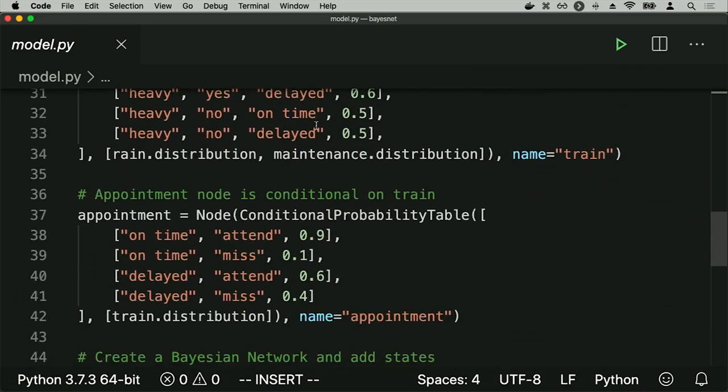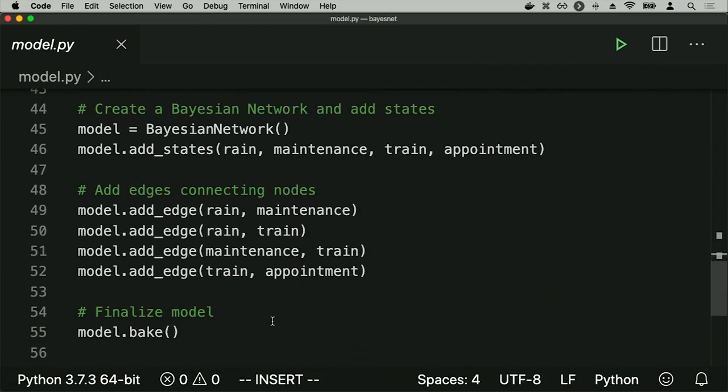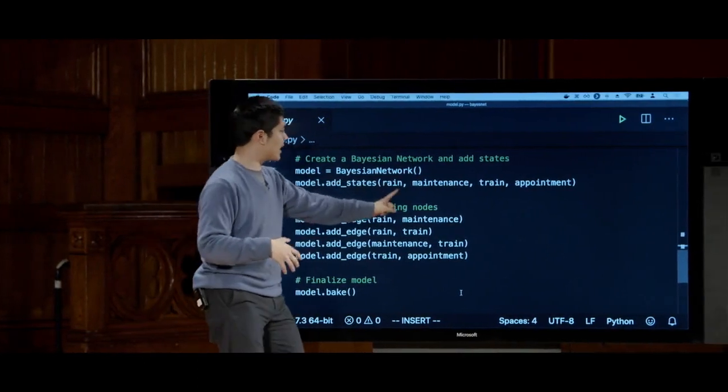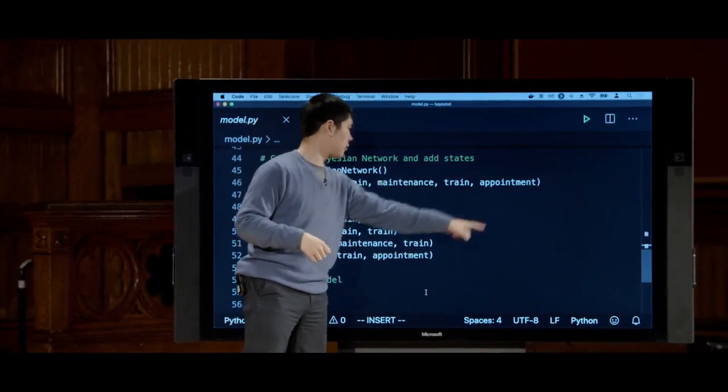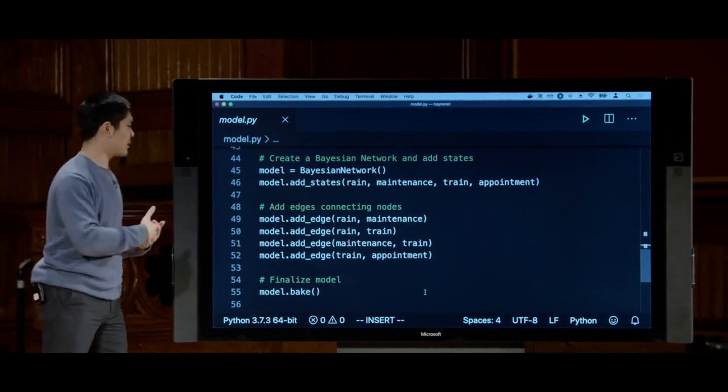And I do the same thing for an appointment based on the distribution of the variable train. Then at the end, what I do is actually construct this network by describing what the states of the network are and by adding edges between the dependent nodes. So I create a new Bayesian network, add states to it, one for rain, one for maintenance, one for the train, one for the appointment. And then I add edges connecting the related pieces.